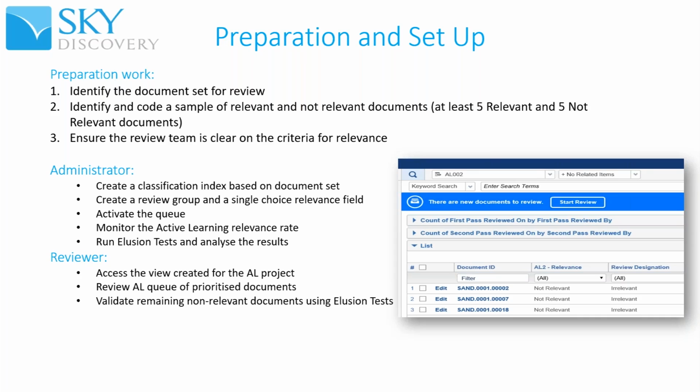For the reviewer, the first step is they access a view created for the active learning project, and then, as you see on the right there, they simply press to start the review, and then a dynamic, so an updating, queue of prioritized documents is then served up to them. They may also be involved in validating remaining non-relevant documents using elusion tests when we get to that stage of the project.